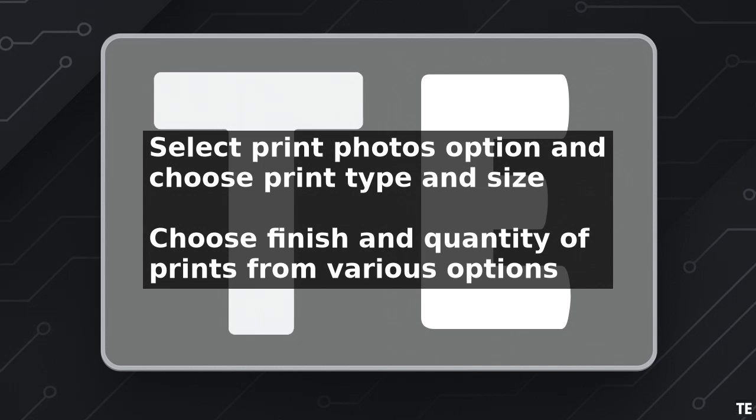Now, select the photos you want to print. You can upload photos from your phone's gallery or from other sources such as Google Photos or Facebook. Once you have selected your photos, you can edit them if needed. You can crop, rotate, and adjust the brightness and contrast of the photos.